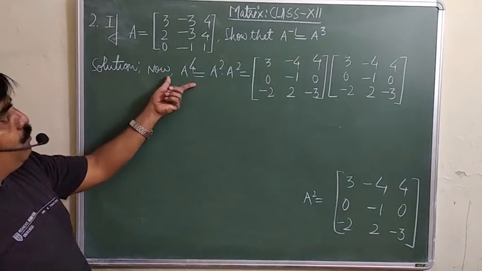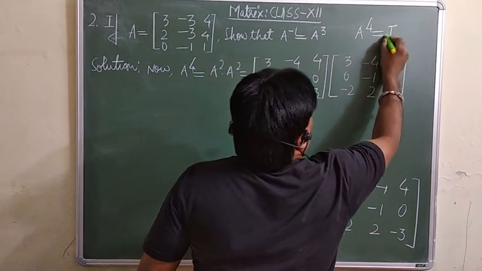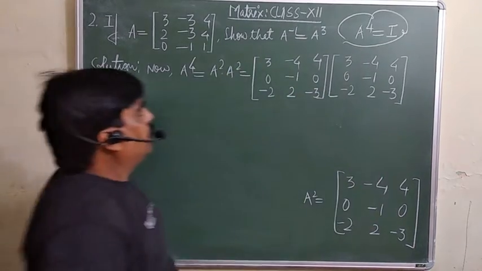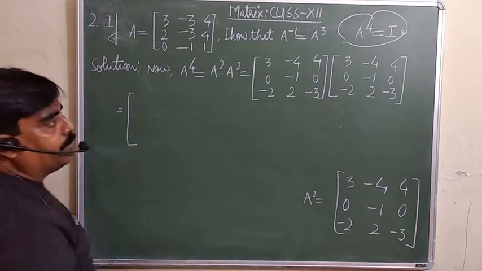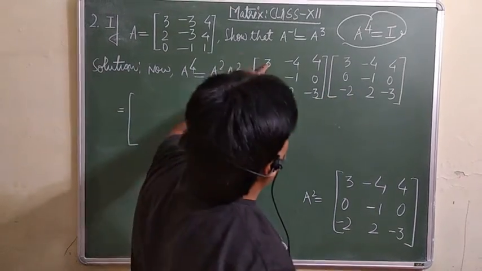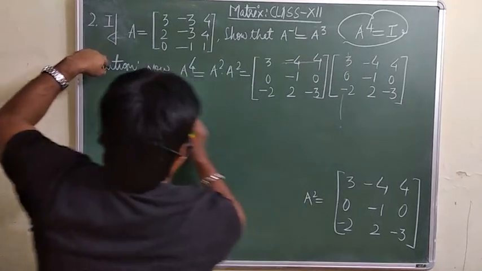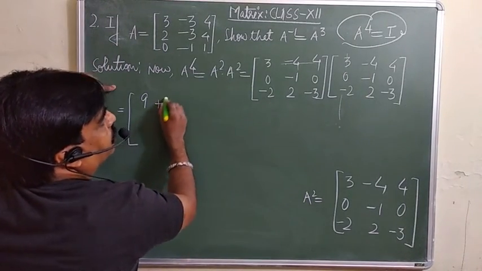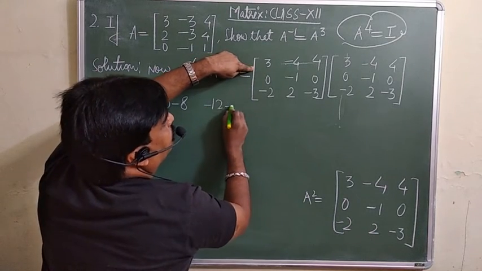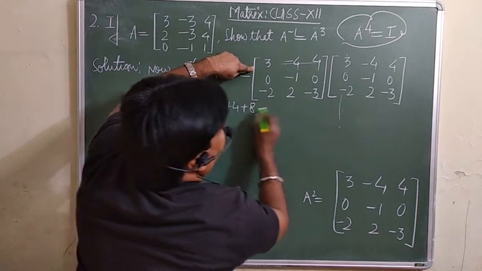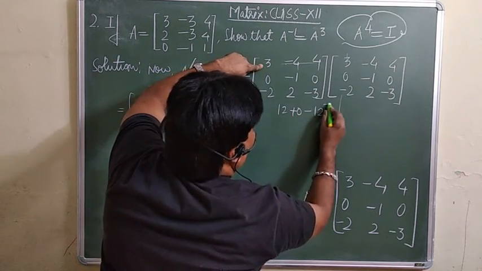We want to find out A to the power 4, because we want to show that A raised to power 4 is equal to the identity matrix. So now multiply this one only. What we will get? It should come equal to the identity matrix. Then it will be proved. So 3, directly I am doing first row, first column element. So 3 into 3 is 9 plus 0 minus 8, minus 12 plus 4 plus 8, 12 plus 0 minus 12.